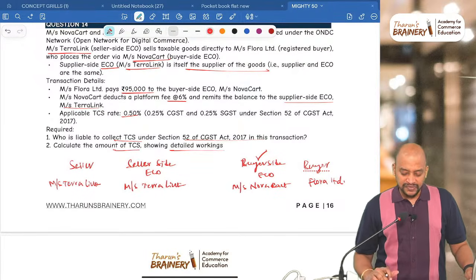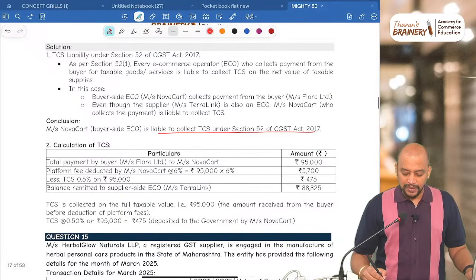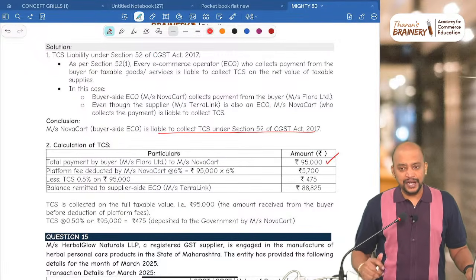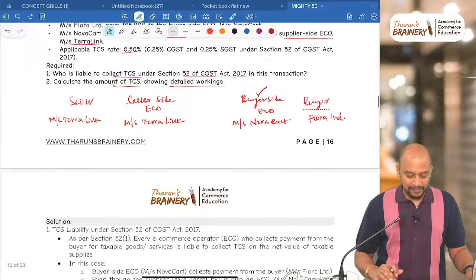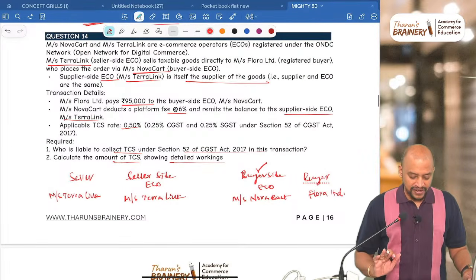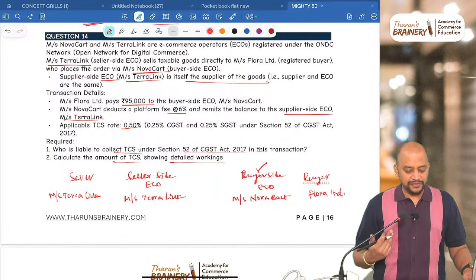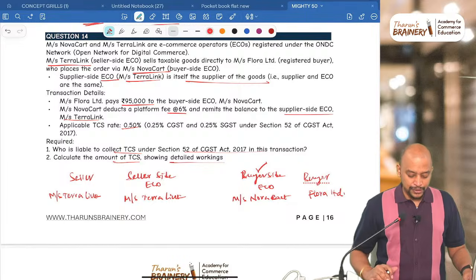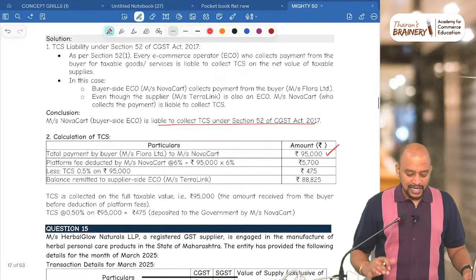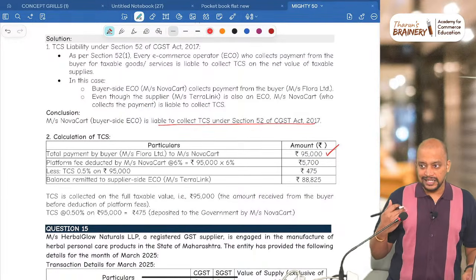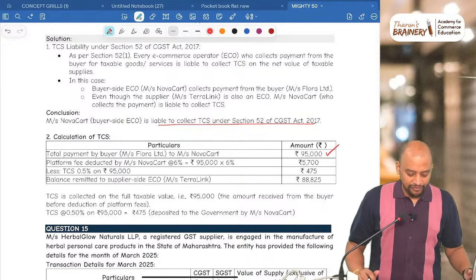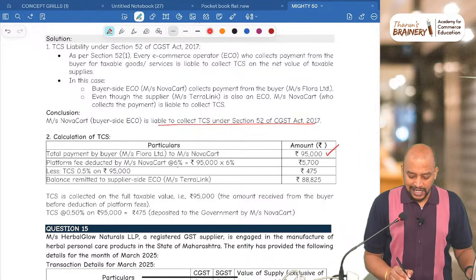So what happens? First, 95,000 rupees will be paid by the buyer, and we don't have any information about plus GST, minus GST, etc. So 95,000 rupees is only given. We don't have the information about the GST. So we will take this 95,000 as excluding the GST, and platform fee deducted by Novacart 6%.